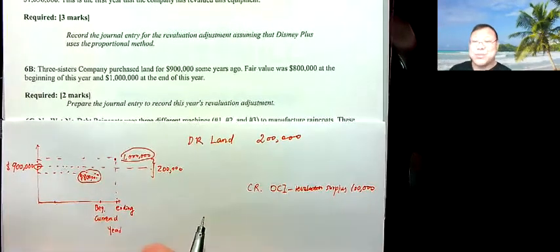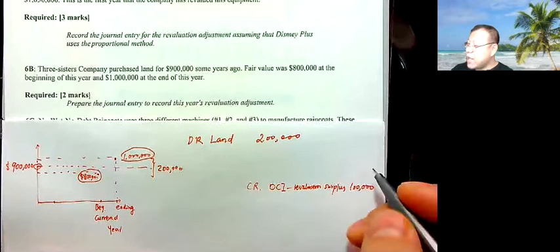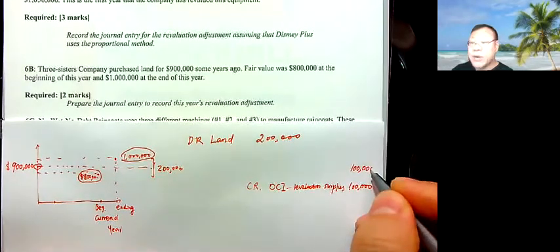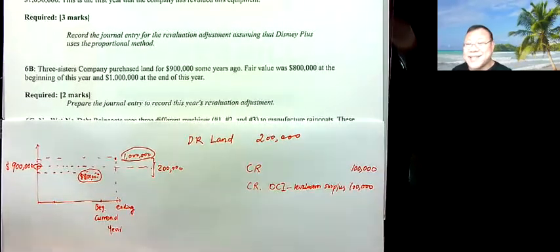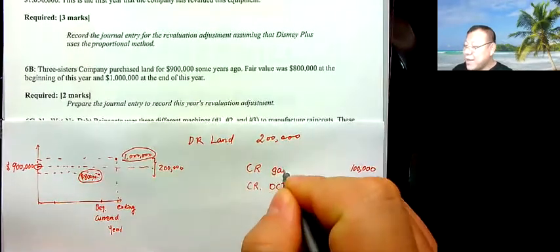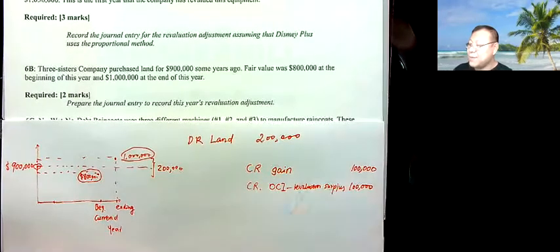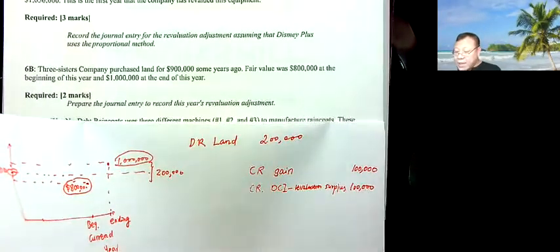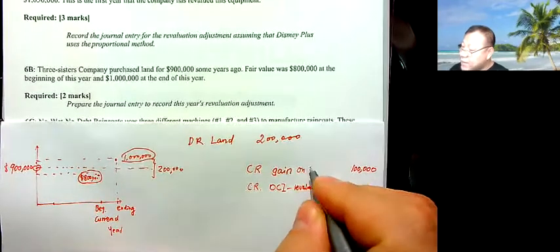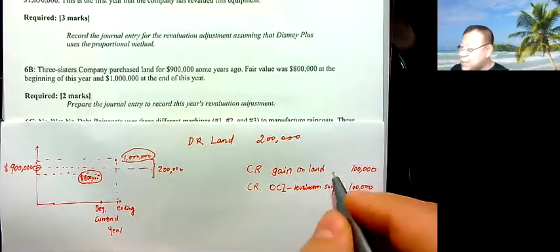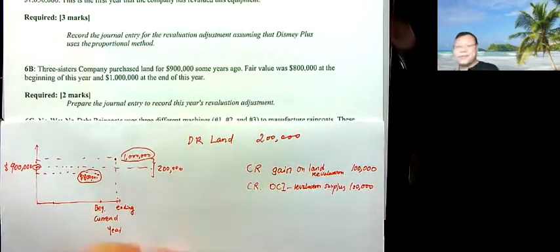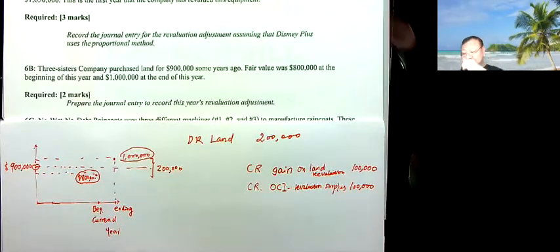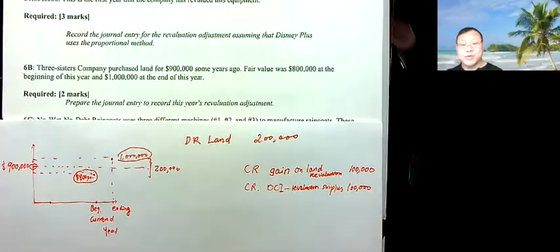And now to make this journal entry balanced, you need another 100,000 credit, right? So what's this? It has to be gain, right? That will be the gain on land revaluation. And this number will go through the income statement. Okay, so that's my question for 6B. Make sure you know this.